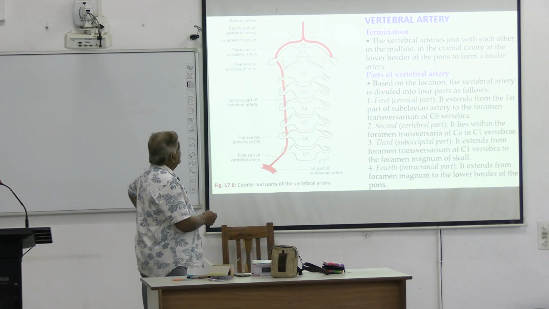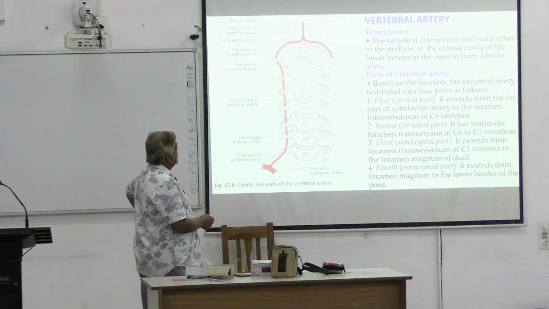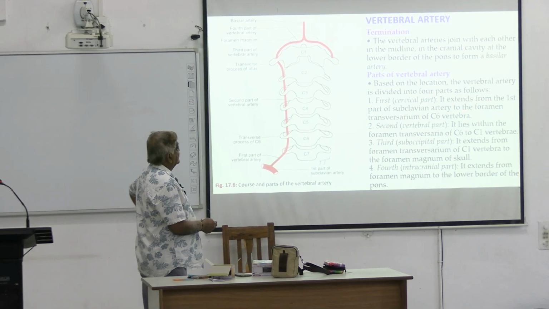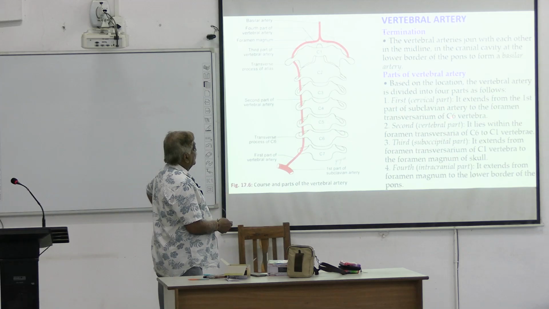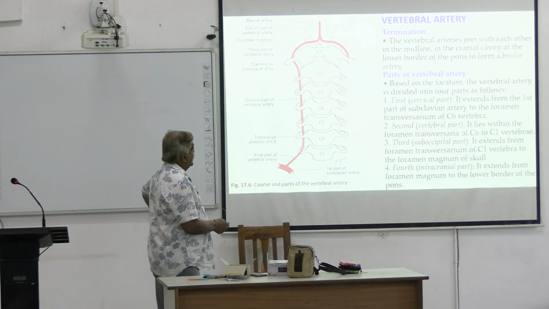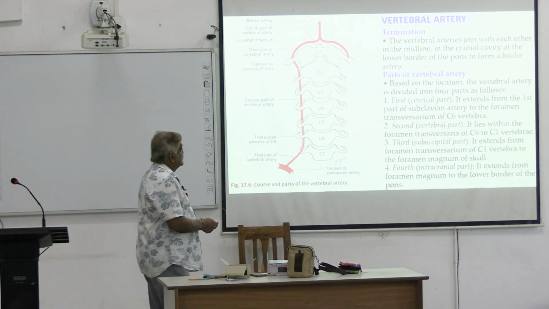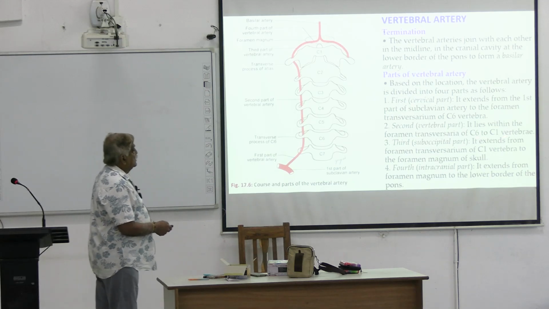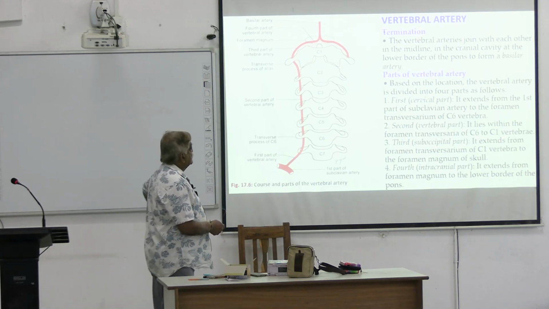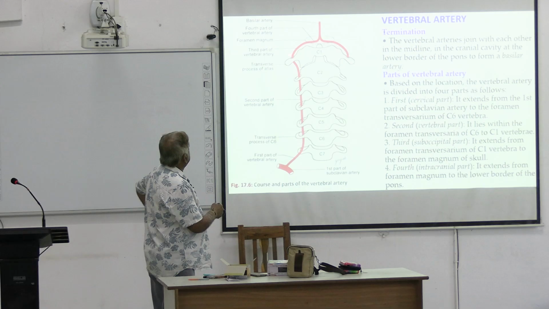Now, based on location, the vertebral artery is divided into 4 parts as follows. Cervical part: it extends from the first part of the subclavian artery to the foramen transversarium of the C6 vertebra. Second, the vertebral part: it lies within the foramen transversarium from C6 to C1. Third, the suboccipital part: it extends from the foramen transversarium of the C1 vertebra to the foramen magnum of the skull. Yeah, this foramen magnum. This one.